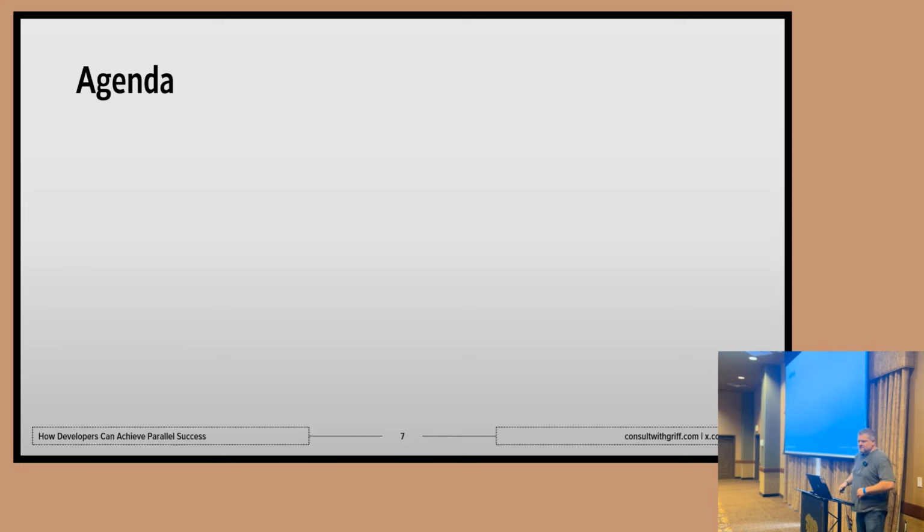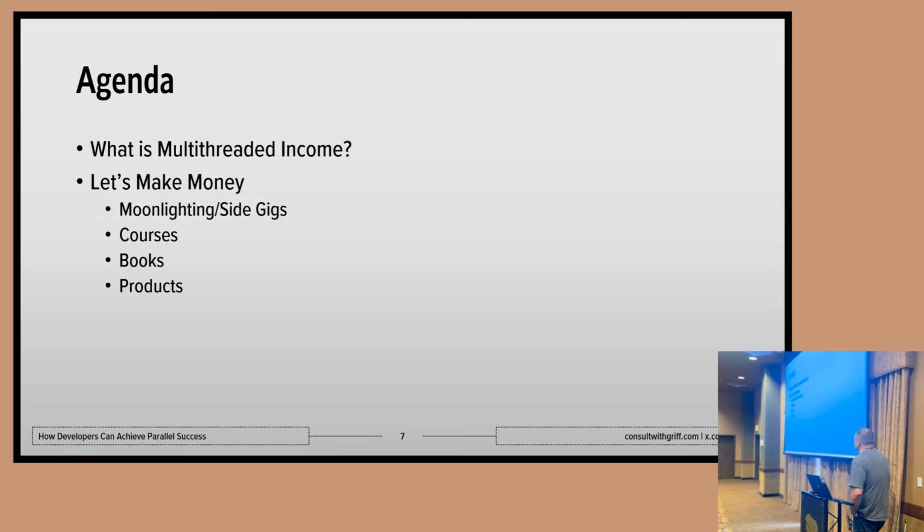The agenda for today, just to kind of set things up: I want to talk about what I mean by multi-threaded income, the general tenets of it, because we try to make it into a program per se, not really just a funny phrase. We want to talk about different ways that we can make money, and there's more to it than just the money aspect of it, of course, and hopefully I touch on those points. But specifically, we're going to talk about moonlighting, doing side gigs, being an independent consultant. We're going to talk about maybe building your own course on a variety of different topics. We'll talk about writing a book, if that's a thing you feel inclined to do.